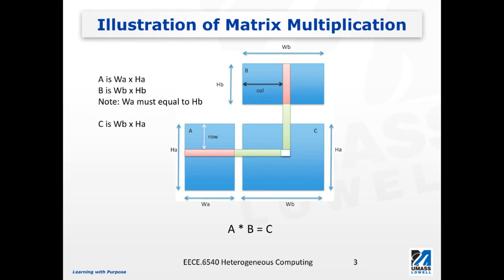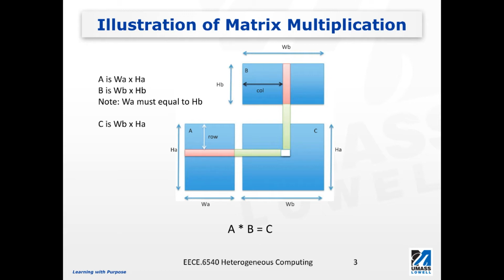Matrix multiplication is a very classical parallel computing example that has been used on many different occasions. Here we have 2 input matrices, A and B. Each of these 2 matrices has a certain number of rows and a certain number of columns. For matrix A, we denote the number of rows as height of A, HA, and the number of columns as WA, or width of A. Similarly, the number of rows for B is HB, and the number of columns for B is WB, as we show in this diagram here.